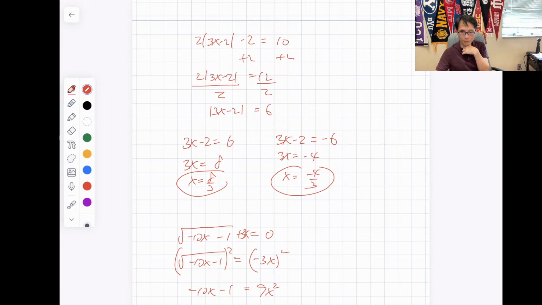So imagine that this is -6. The absolute value of -6 is going to be +6. Or the absolute value of 6 is still equal to 6. So you just basically make the inside equal to 6 and the inside equal to -6, then you're solving that equation.